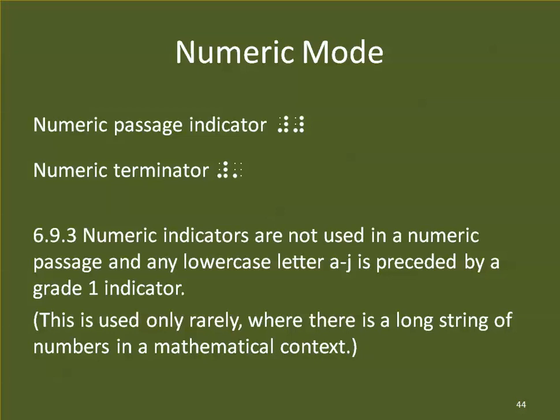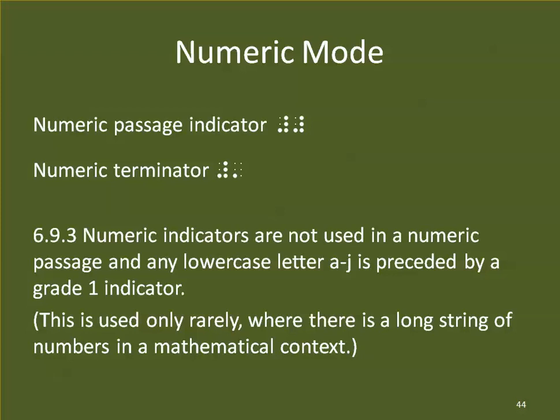Numeric indicators are not used when we are in numeric passage mode, and any lowercase letter A through J is preceded by a grade 1 indicator, because now it would be read as digits, not as letters. So if you need it to be read as letters, you need the grade 1 indicator in front of it.